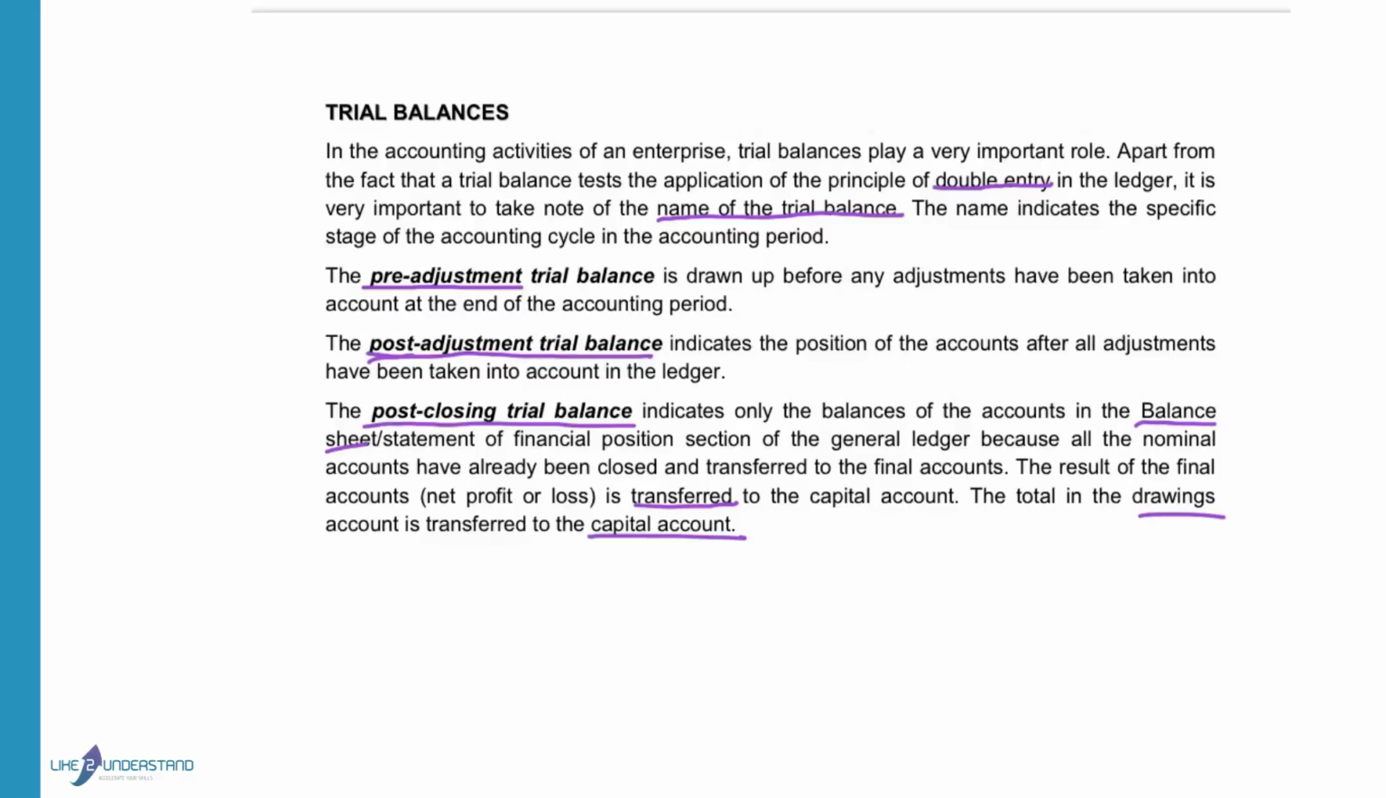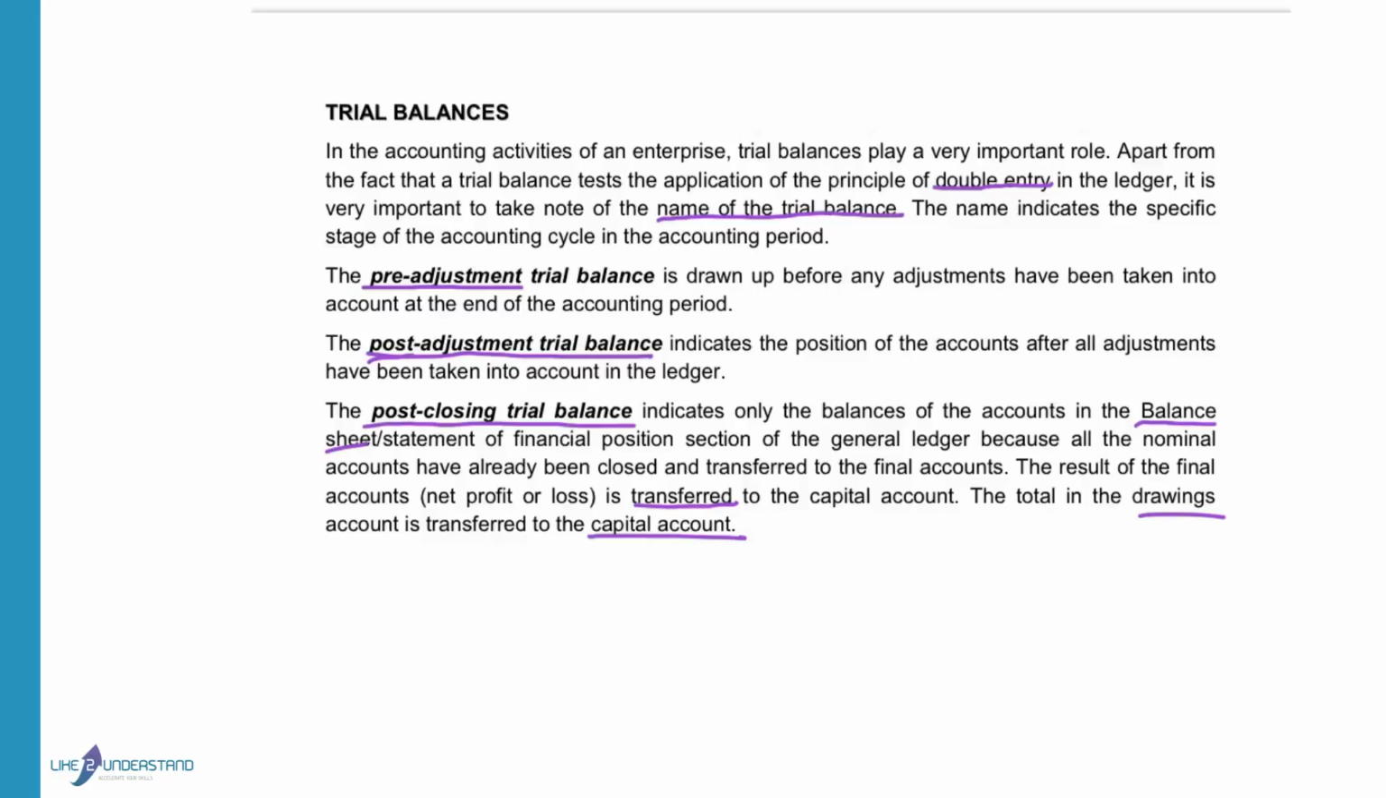So it's very important to pay attention to the name of the trial balances and know what each one of these names means, because in a question or in a test, they can either give you the pre-adjustment trial balance or the post-adjustment trial balance or even the post-closing trial balance.